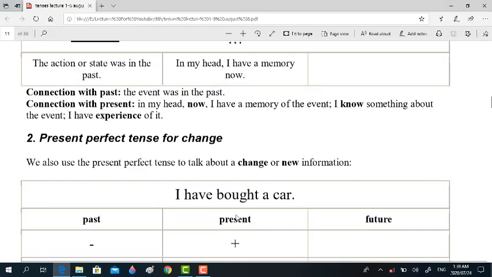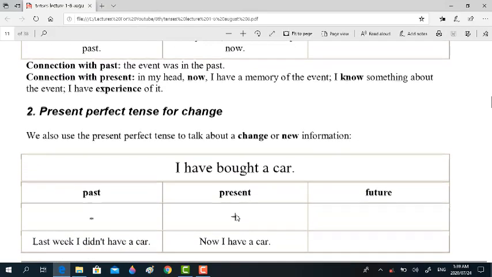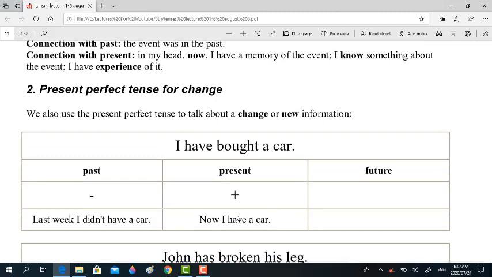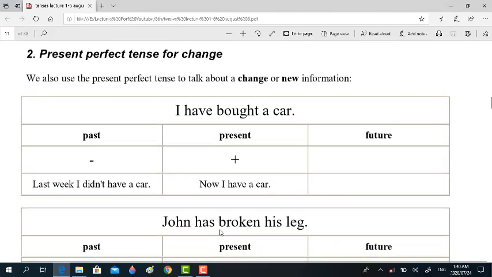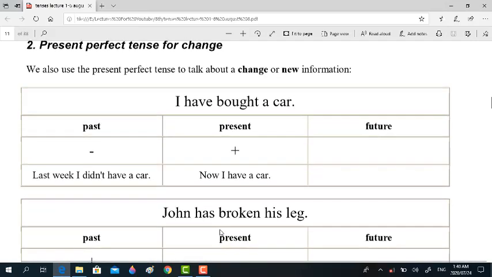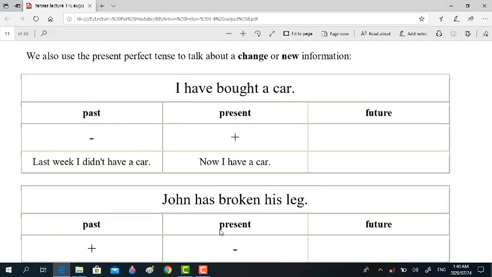Now look at present perfect tense for change. We also use the present perfect tense to talk about a change or new information. For example, I have bought a car. Last week I didn't have a car, now I have a car. A change happened, like now I have a car means now I have bought a car. So by this time in the present I own a car, so it talks about a change from old to new, right.